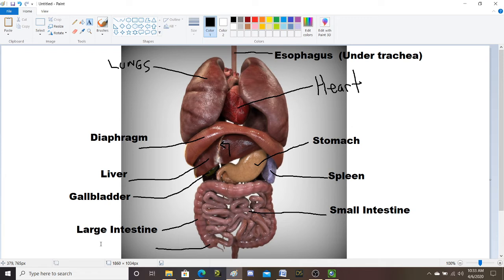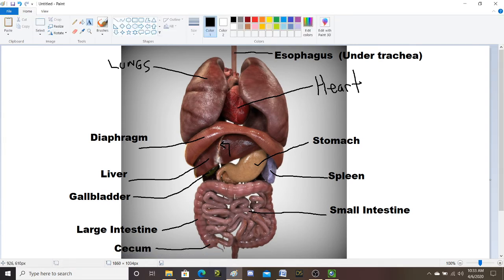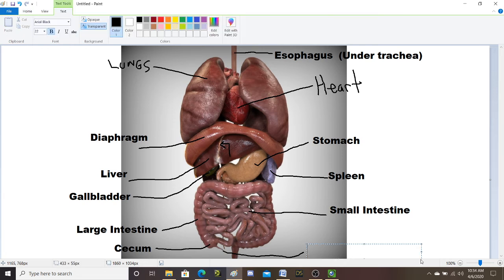And the cecum contains a structure you need to know, a little finger that's hanging off of the cecum. See this little finger hanging off of the cecum? That little finger hanging off of your cecum is your appendix. So you have to know the appendix, and you should know where your appendix is.